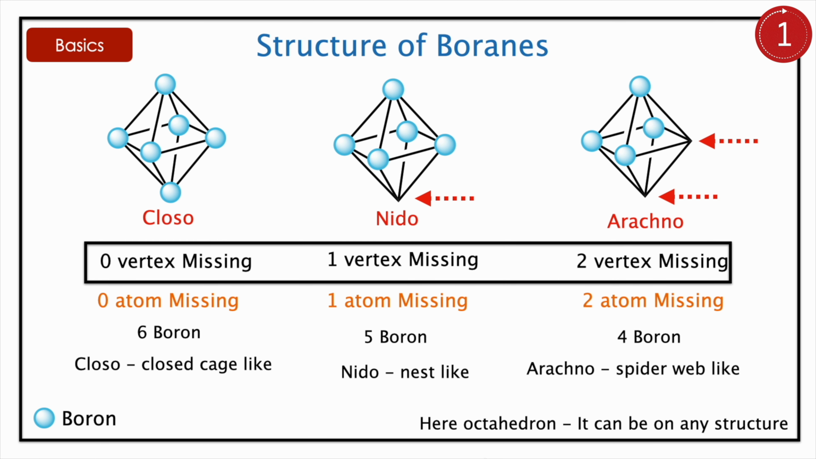Before getting into the detail, you should know what is Closo, Nido and Arachno. Normally in a polyhedral system, if all vertices are intact, it is Closo. If one is not there, it is Nido. If two are not there, it is Arachno. Basically we are identifying the missing vertices. From that you can identify the structure. Here it is shown in an octahedron. It can be on any polyhedron.